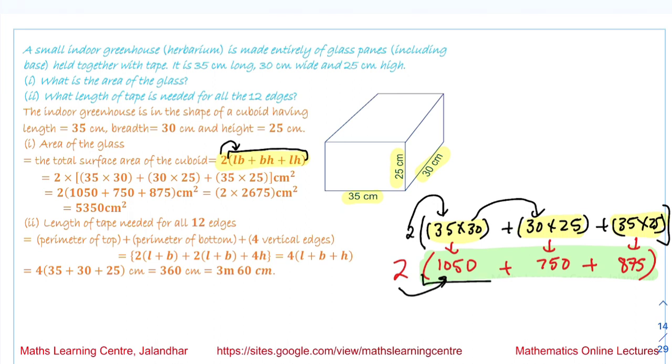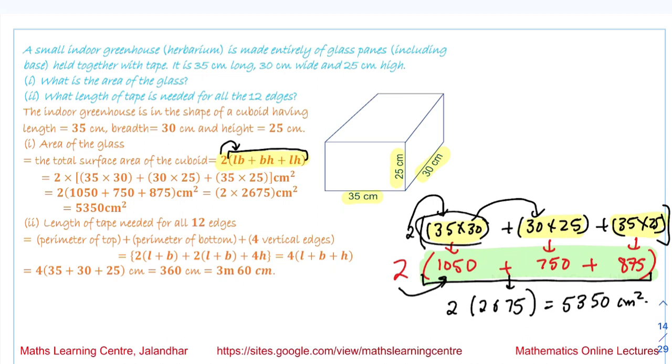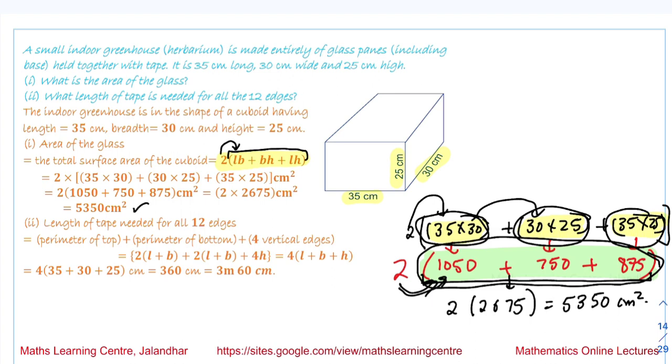Now when you will add these three values, you will get the answer is 2 times 2675, it is 5350 centimeter square. So first of all we will solve these brackets, next we will solve this bracket, then we will multiply it with 2, and the final answer we will get it is 5350 centimeter square.